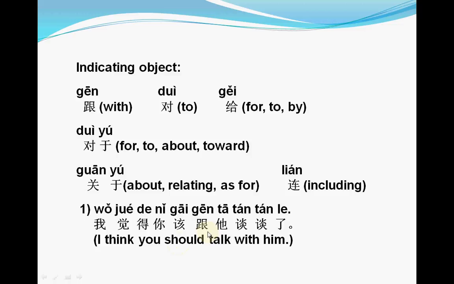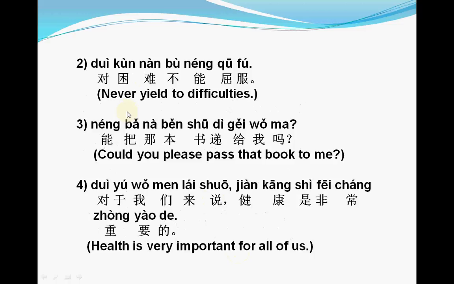Okay, next sentence. 对困难不能屈服. 对 means to. 困难 means difficulties. 不能, cannot. 屈服, give up, yield. Okay, next.